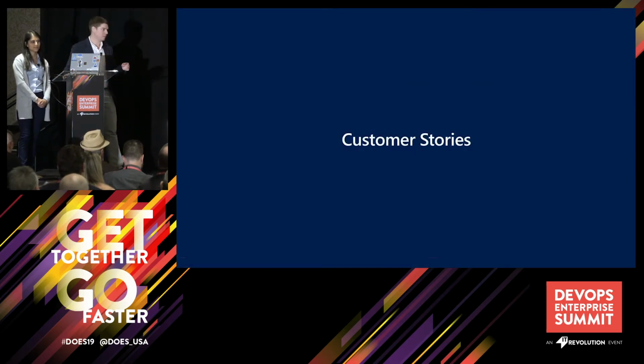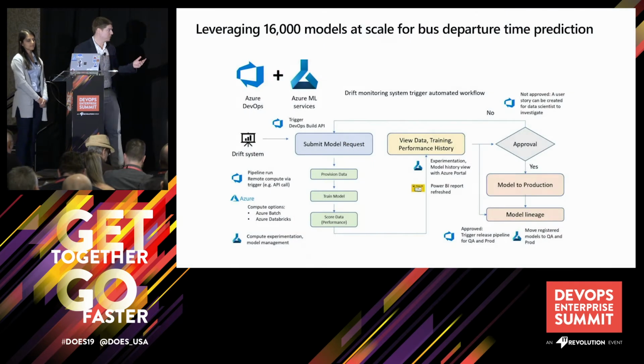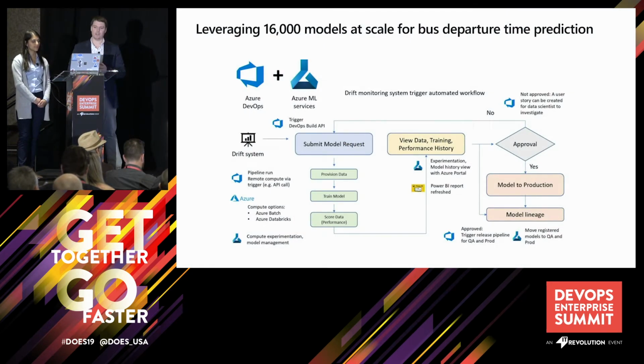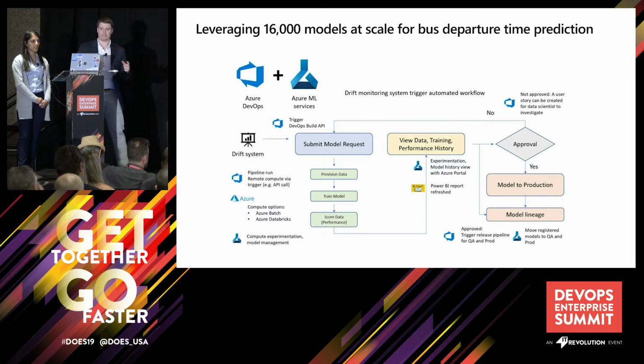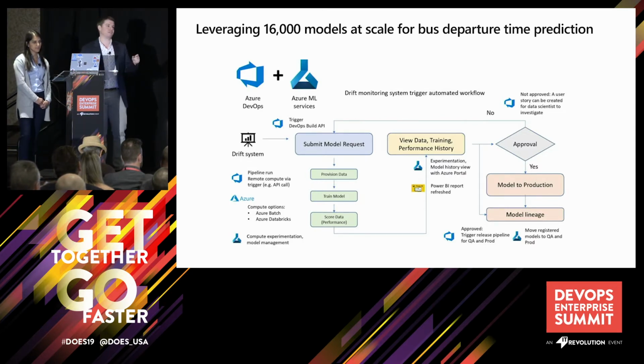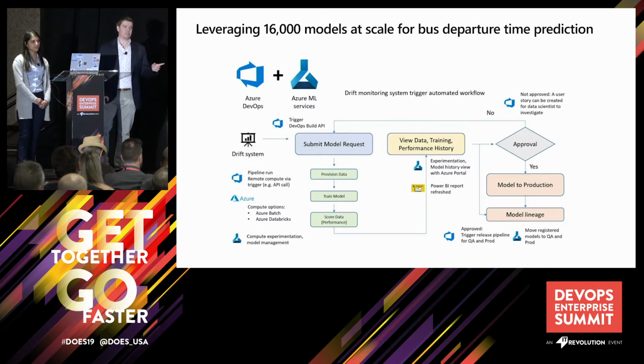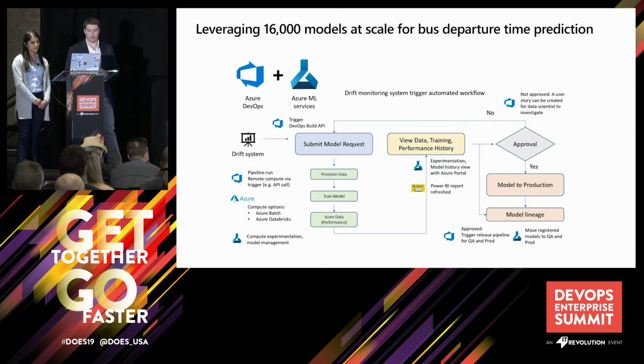Just a few customer stories about how our customers are actually doing MLOps. So this is a transportation company in Canada, and they're using 16,000 models at scale, one model for each of the bus stations to determine bus departure times more accurately. They're called Translink, you can go look them up. But basically, they use DevOps and Azure Machine Learning together to submit a request to pull all the data in, train the model, and do the scoring in batch. And based on the results of that, they'll tune their calculations around estimated delays and how long it's going to take for the buses to arrive or depart.